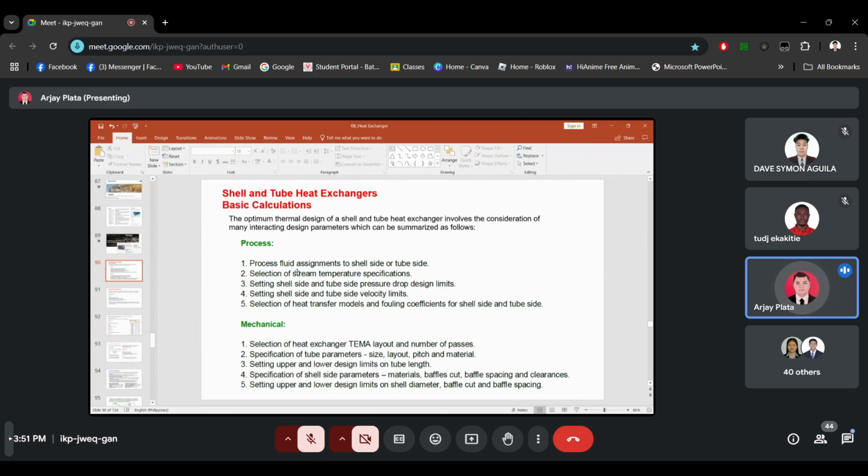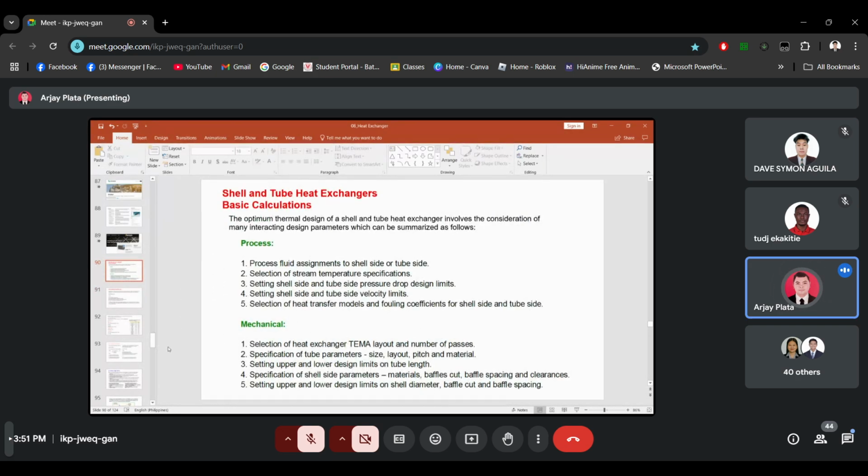So that's why we are calculating the length of the tube, because in the industry, it's also the mechanical engineer who calculates the tube length. Also, the specification of shell side parameters, materials, baffle cuts, baffle spacing, and clearances, is part of the task of mechanical engineers, setting upper and lower design limits on shell diameter, baffle cut, and baffle spacing. Okay, so that's the role of process engineers and mechanical engineers.